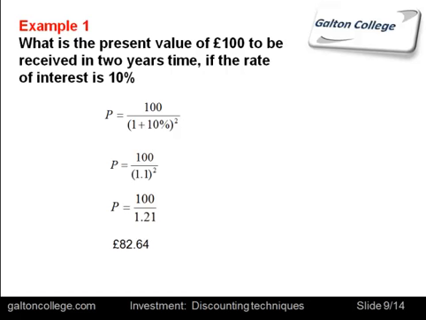What's the present value of £100 to be received in 2 years' time if the rate of interest is 10%? Well, put it into the formula. P equals 100 divided by (1 plus 10%) squared, which is £82.64. So £82.64 is the same as £100 received in 2 years' time if the interest rate is 10%.